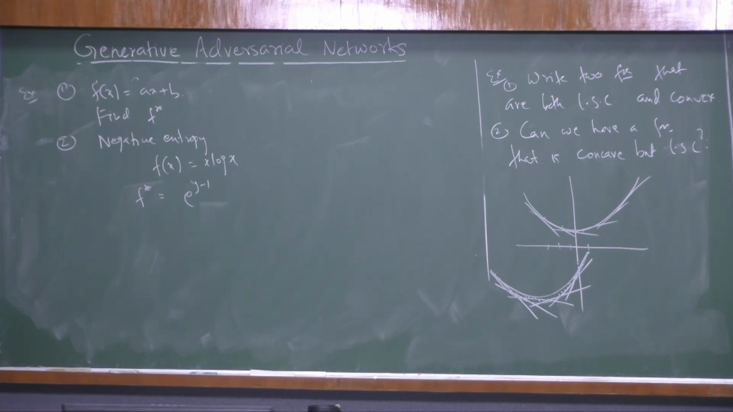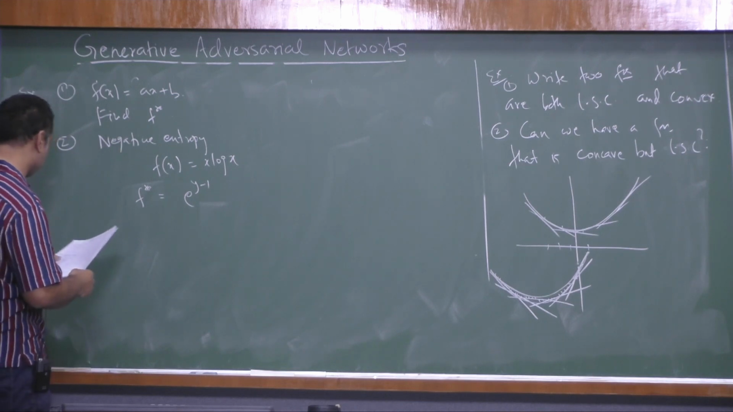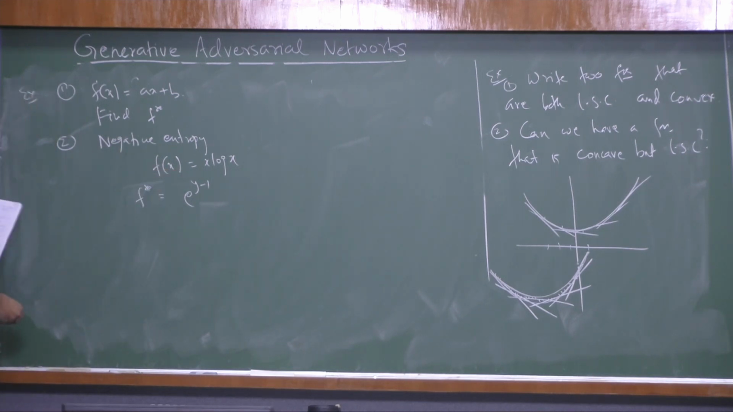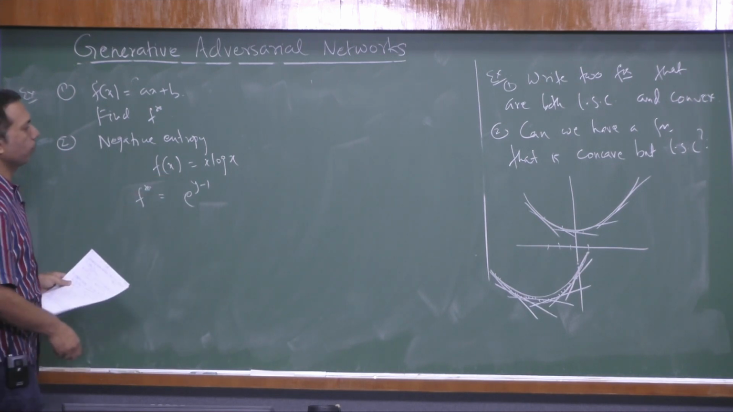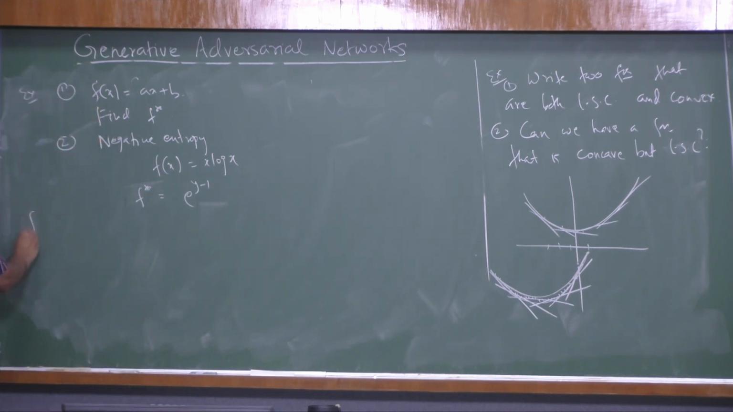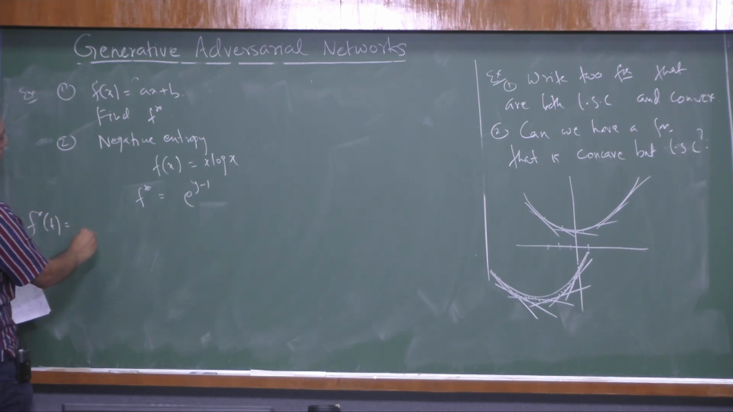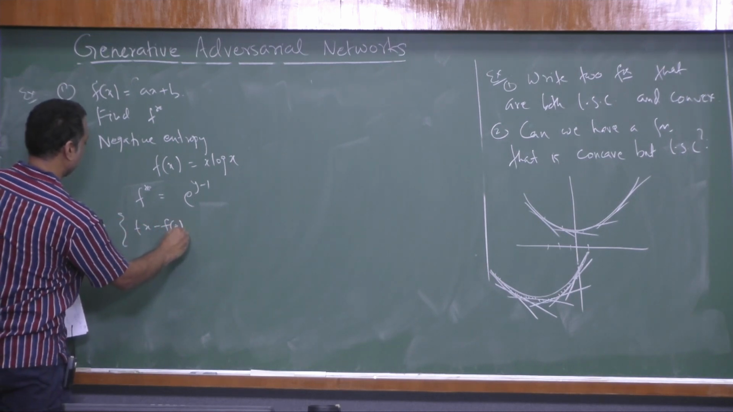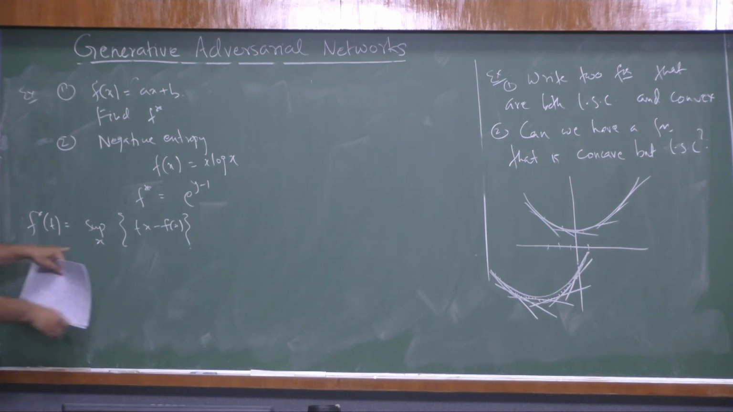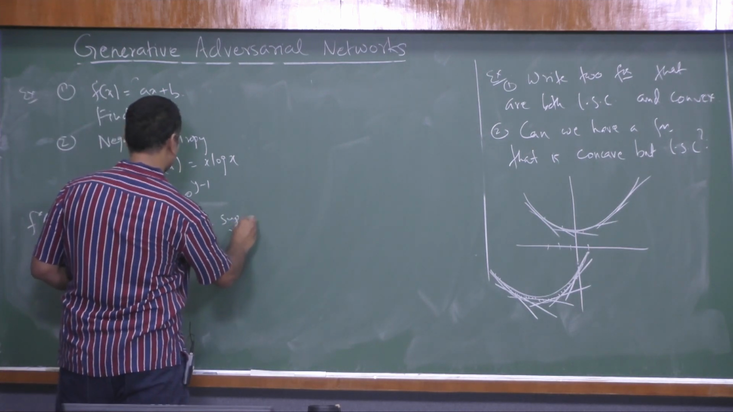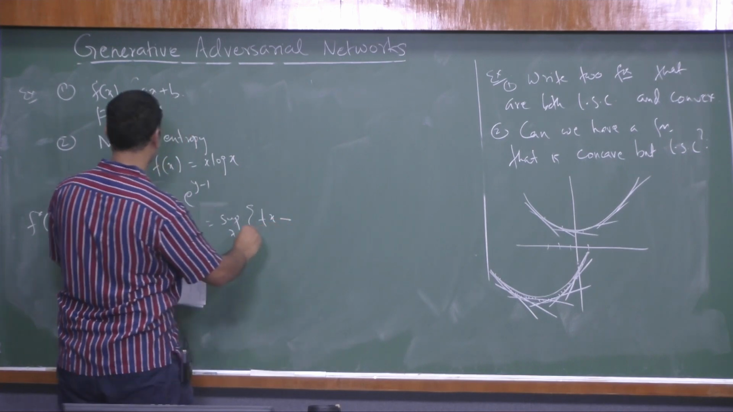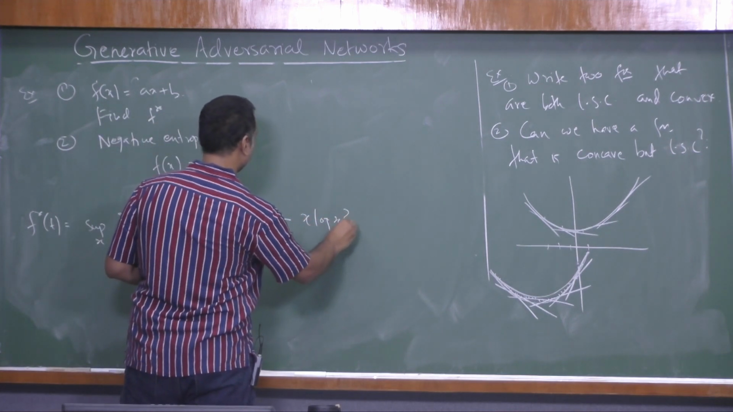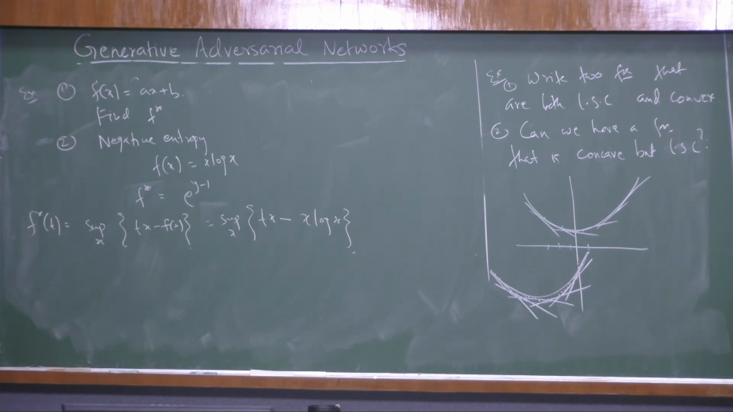Just one example, I will do it for you. Let us say I want to compute f star for this. So f star of this, let us do it quickly, is the supremum over x of tx minus f(x), where f(x) is x log x. The way to find this supremum is that you fix a t first. Let us say some t is fixed.